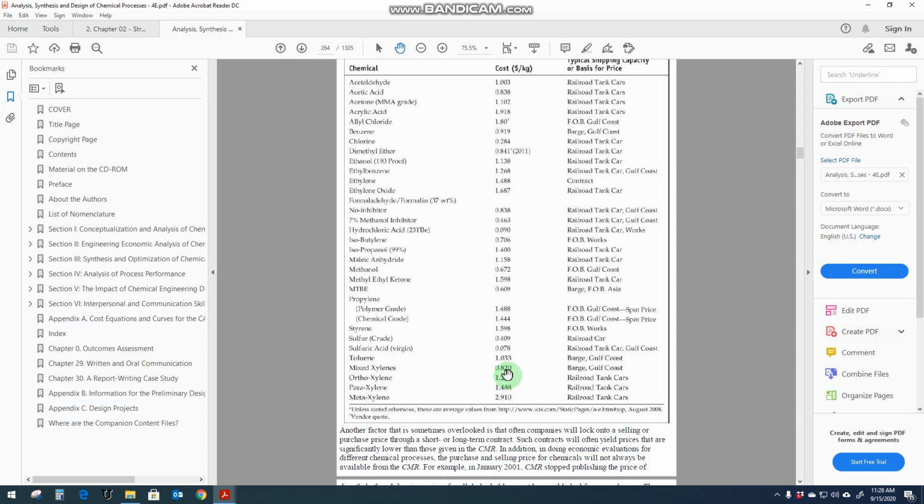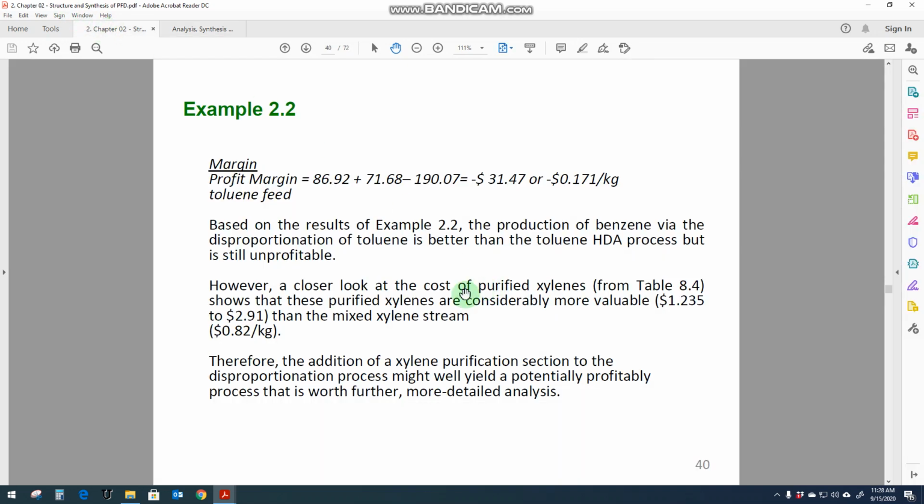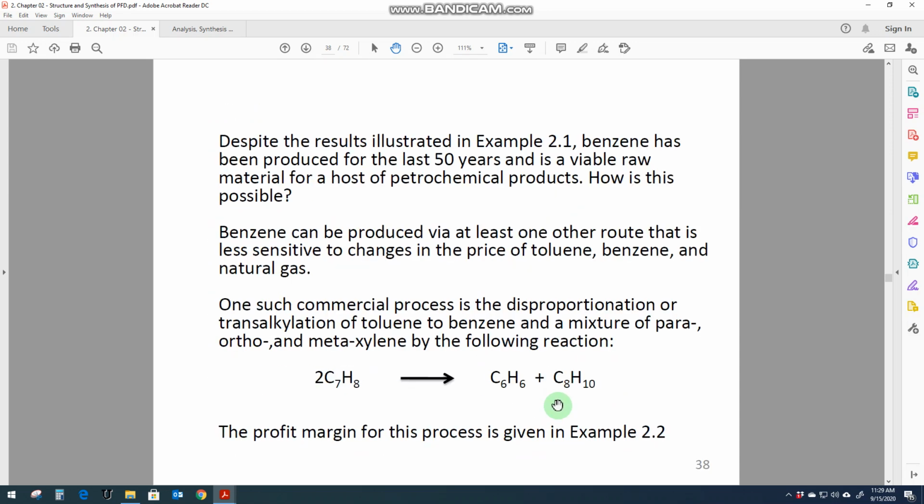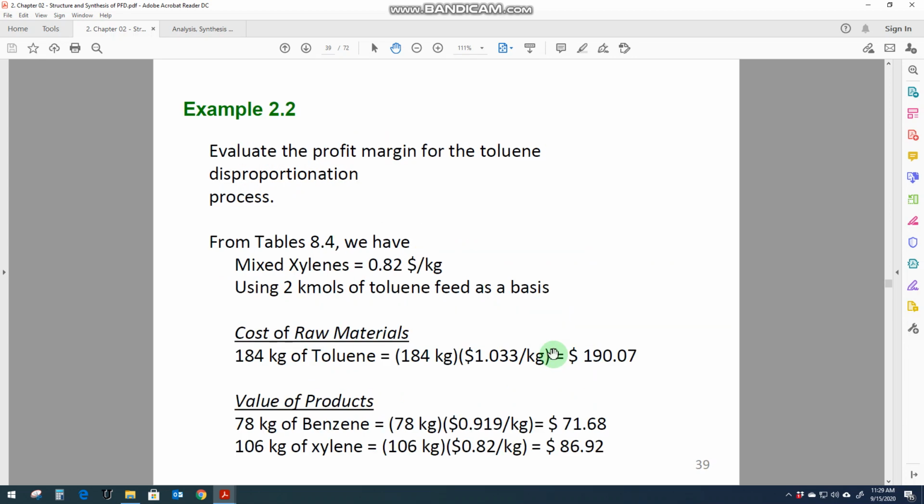So we will see how we can change the process flow to make the highly purified xylene instead of this mixed xylene, which could lead the process towards more profitability. Therefore, the addition of a xylene purification section to the disproportionation process might well yield a potentially profitable process that is worth further, more detailed analysis. Okay, so if we can convert this xylene into metaxylene or orthoxylene or some purified xylene, we can actually make this process more profitable.